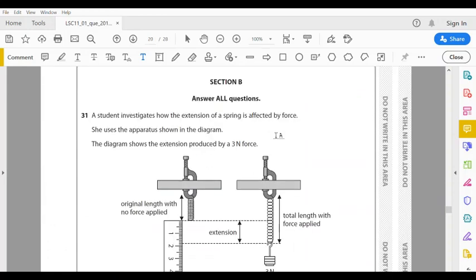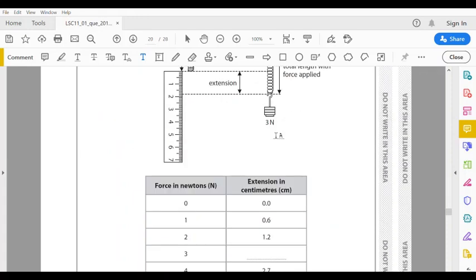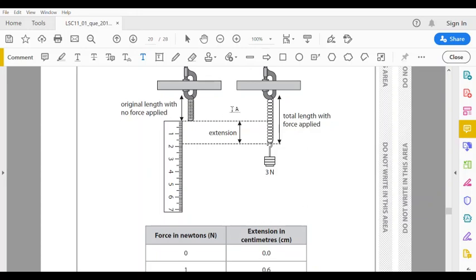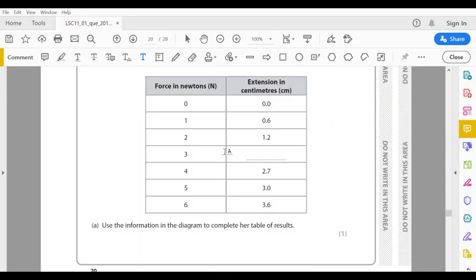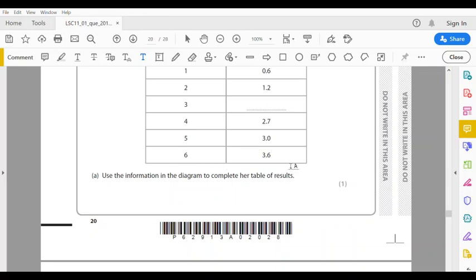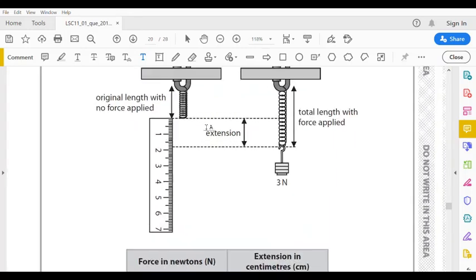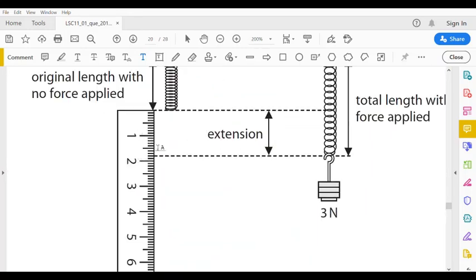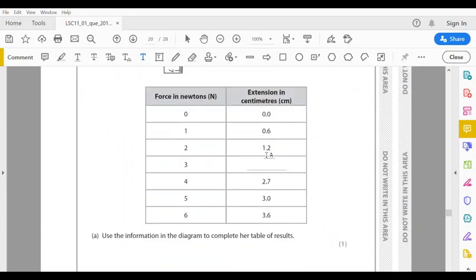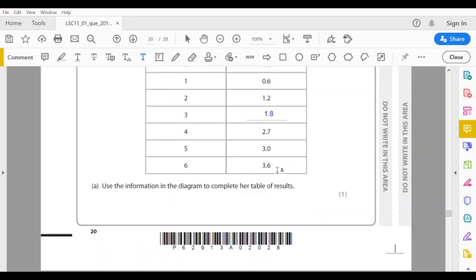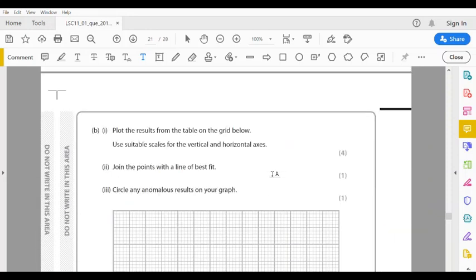Next question, a student investigates how the extension of a spring is affected by force. She uses apparatus as shown in the diagram. You can see the force is given, and the spring is hanging here without any force. It's just this much, and when the mass is added, it's this much. So extension is given in values. Use the information in the diagram to complete a table of results. When 3 newtons is added, you can look at the reading. If you look carefully, you can see it's 1.8. So we will enter the value here. It's 1.8 centimeters.